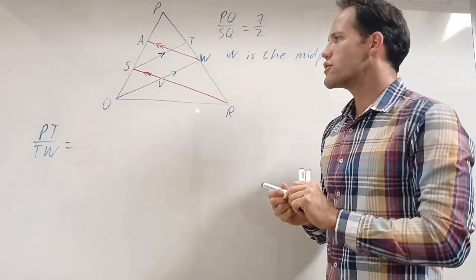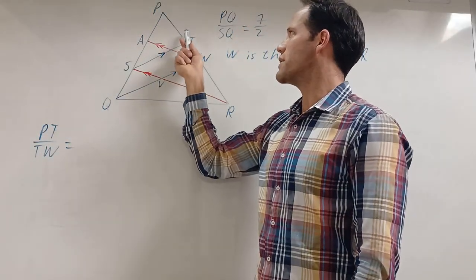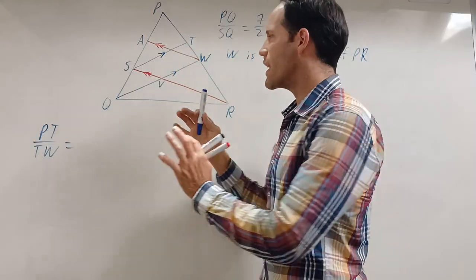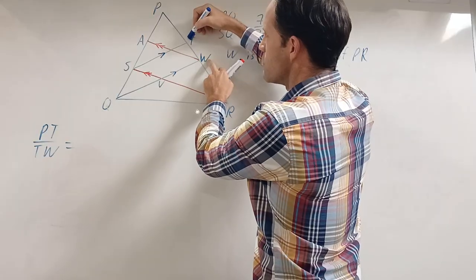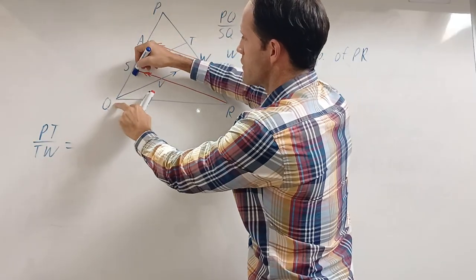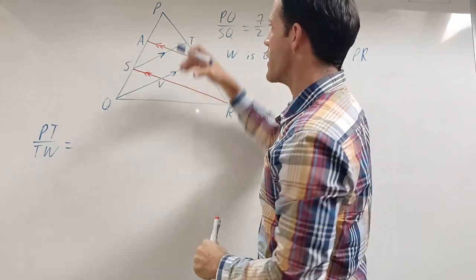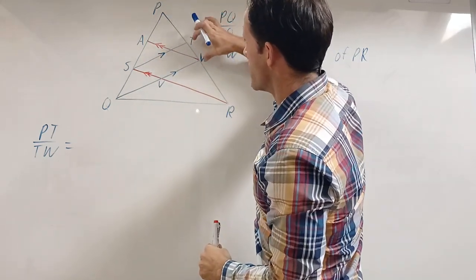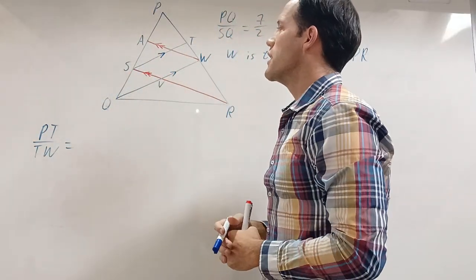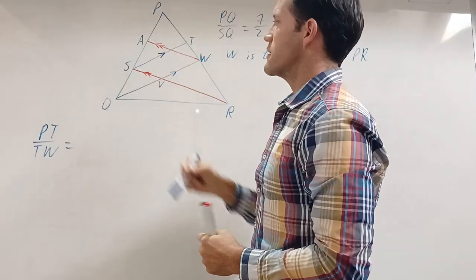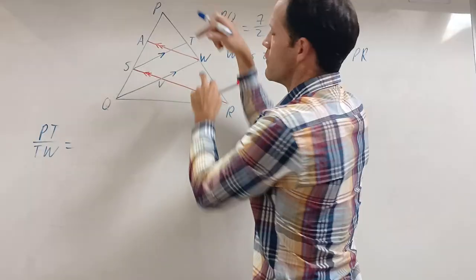So the first question was, what is PT over TW? If I look at PT over TW, it has to be the same as PS over SQ, because of those two parallel lines. From the proportional division theorem, we know that this part over this part must be the same as that part over that part. So we first need to figure out what PS is, and then we can say PS over SQ is going to be the same as PT over TW.